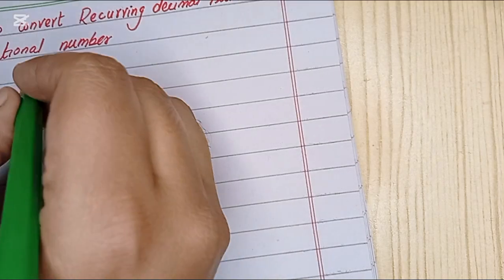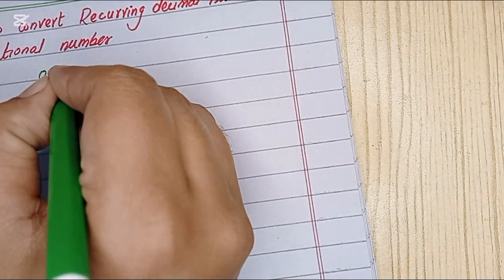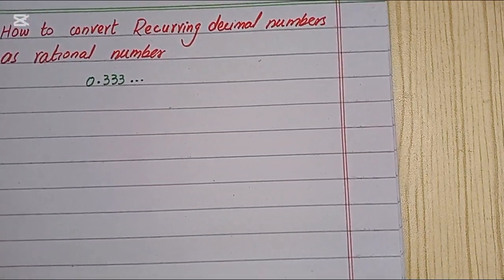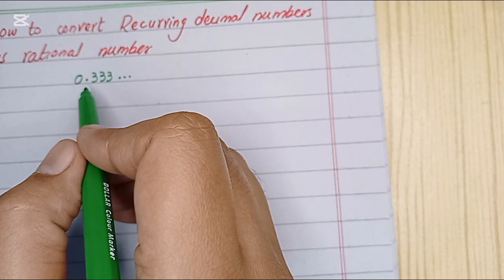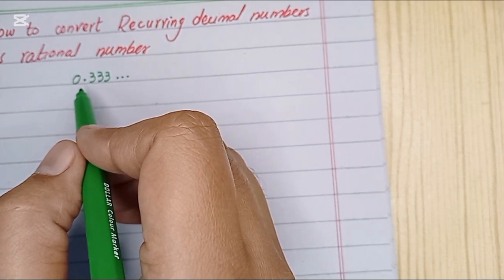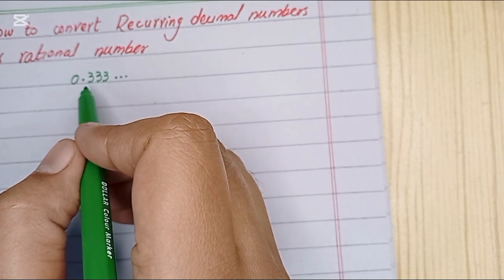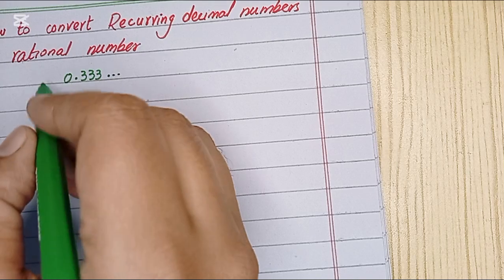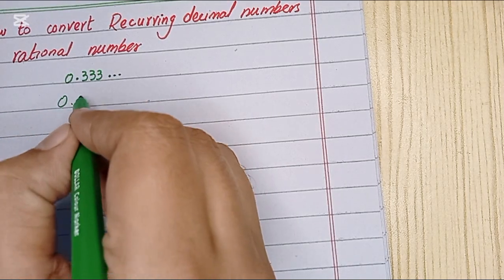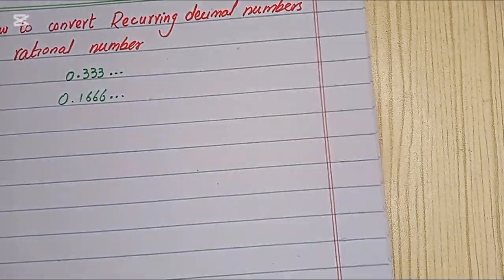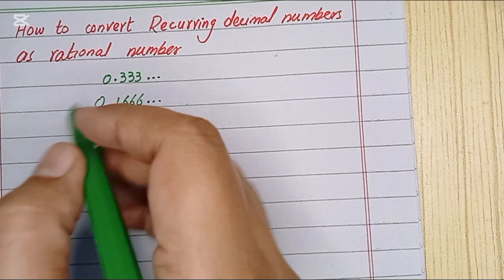I will give you an example: if we have 0.3, 3, 3 and so on, there is a digit 3 after the decimal place which is repeating. So this kind of decimal number in which one digit, two digits or more than two digits are repeating, those decimal numbers are called recurring decimal numbers.